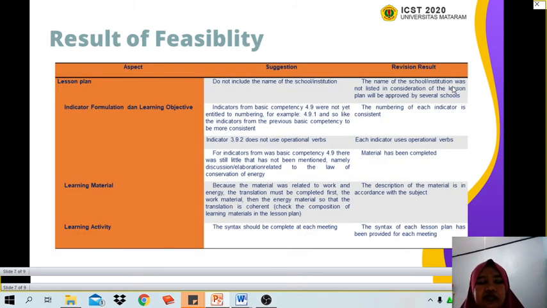Okay, and this is the result of feasibility. We made a revision based on suggestions from experts, college lecturers, and teachers. You can see the suggestions from the five aspects: lesson plan, indicators, learning materials, and learning activities. This is the suggestion, and we made a revision based on it.